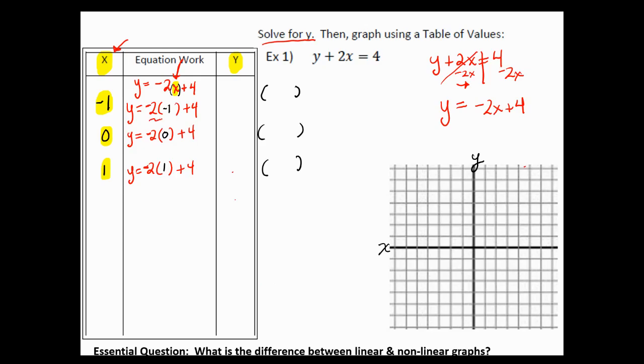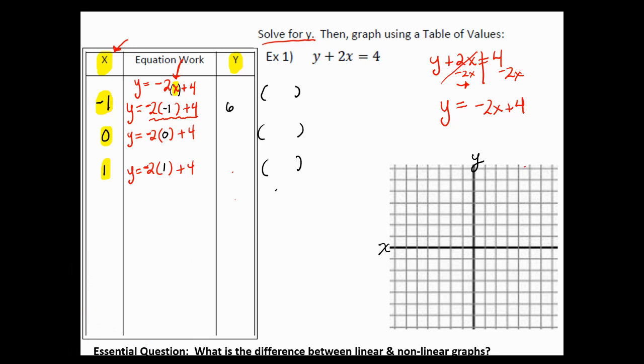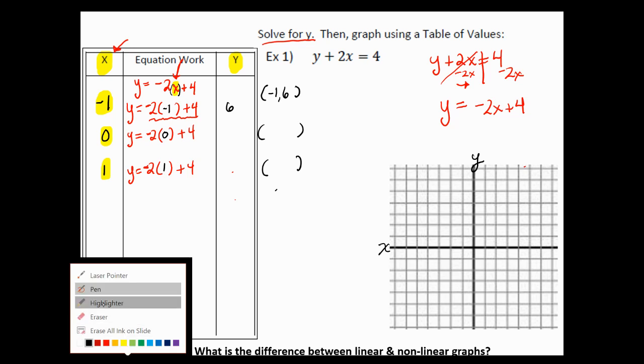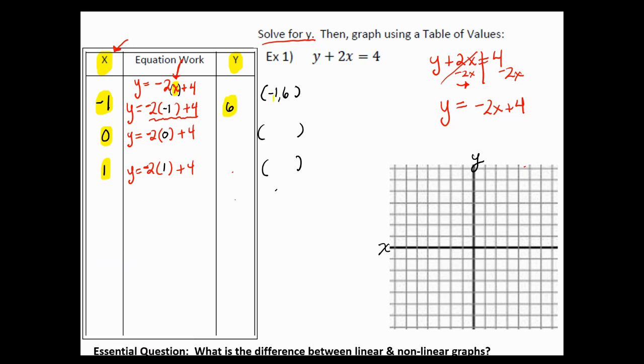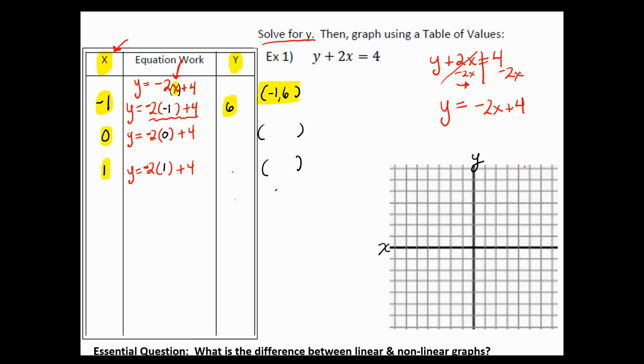So there we go. -2 times -1 is +2 plus 4. That would give us a 6. And we put those two numbers together, -1 comma 6, into our point. So let's go over and graph that one right away. So we have to graph -1 comma 6.